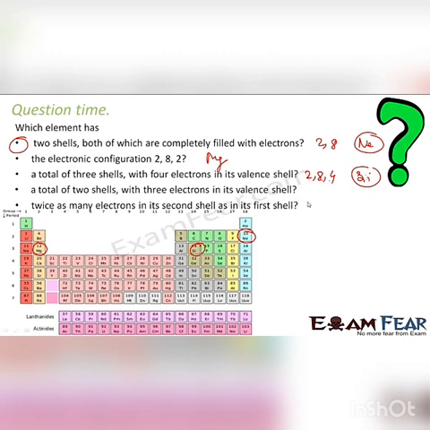Two shells with 3 electrons in the valence shell, so 2, 3 is my electronic configuration. 2 plus 3 is 5. 5 is this guy, boron. So boron is my answer.